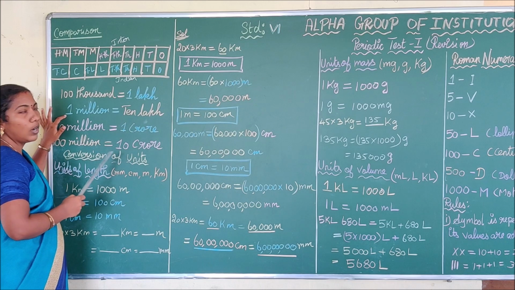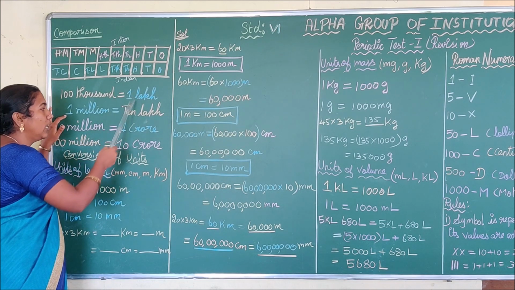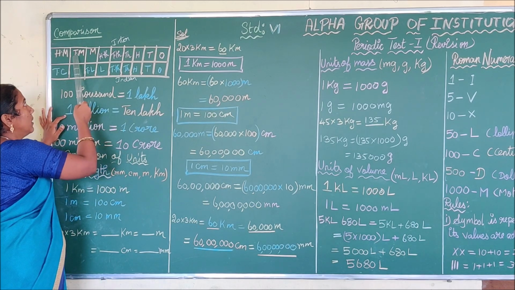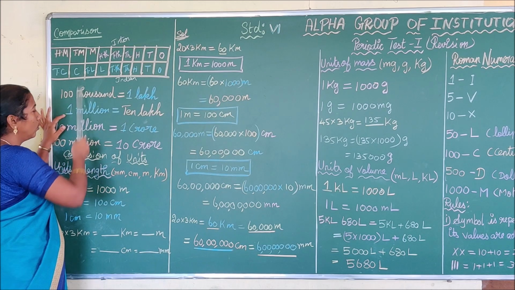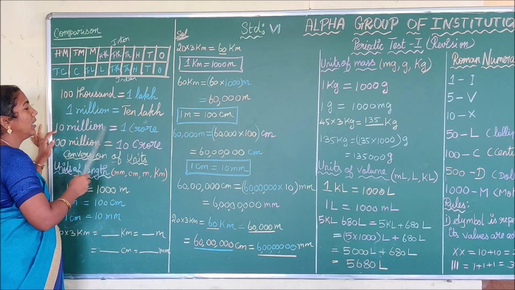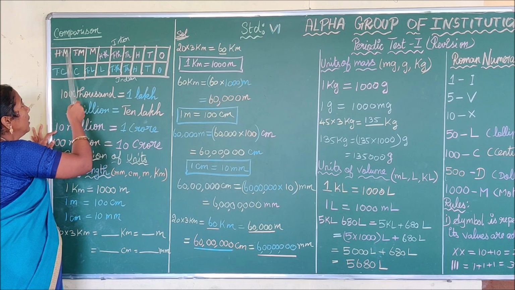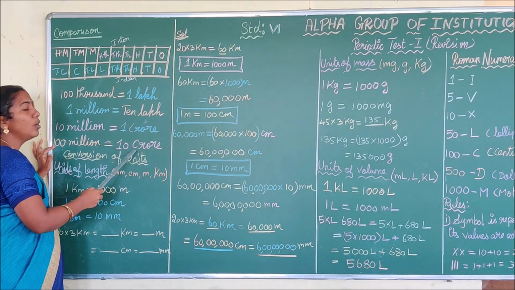In your question paper, one more question will come based on this comparison. So definitely you have to memorize this comparison. Okay. See the next place value. 10 million is equal to 1 crore. So you have to write 10 million equal to 1 crore. See the next one, 100 million. 100 million is equal to 10 crores. So you have to write 100 million equal to 10 crores.